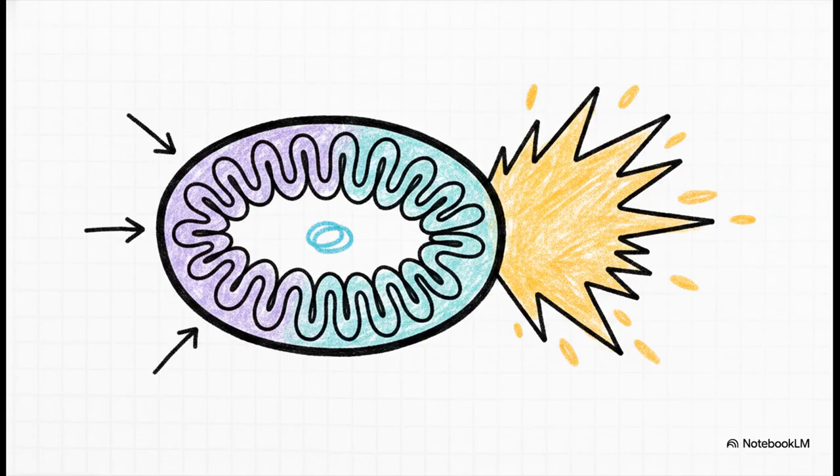But here's a totally wild twist. These cellular power plants actually carry their own unique DNA. Yeah, unlike the genetic code locked away in the nucleus, mitochondrial genes are inherited exclusively from your mother. And they code for proteins that are absolutely vital for producing all that energy.